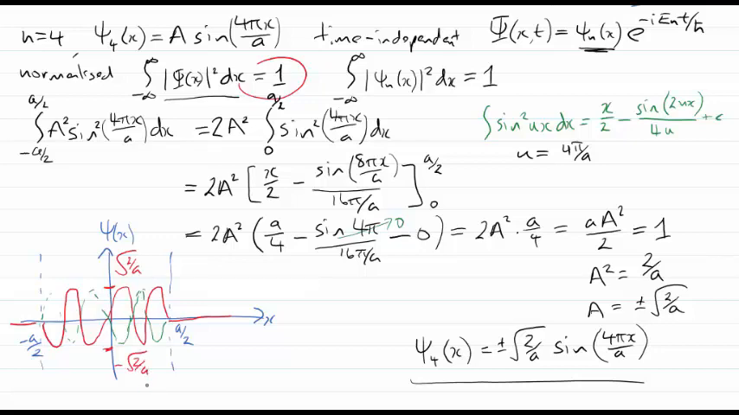And so there's my normalized wave function for my n equals 4 state for a particle in the infinite square well.